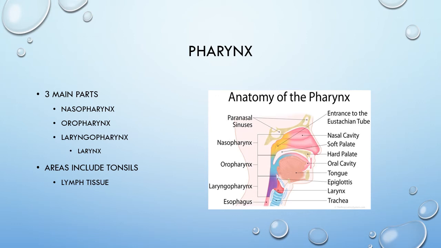So, three main parts of the pharynx. The nasopharynx, which is the top part of the pharynx. The oral pharynx, which is right behind the mouth, the back part of it. And then the laryngopharynx, which is what you see here, the lowest one down, right above the esophagus and above those true vocal folds. These areas include the tonsils and lymph tissue.